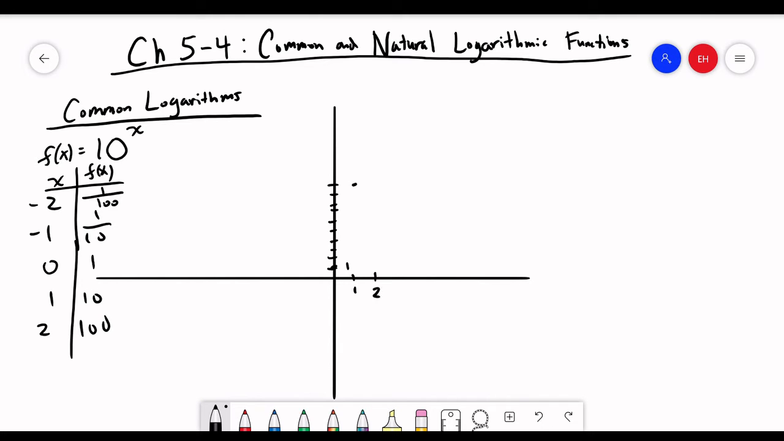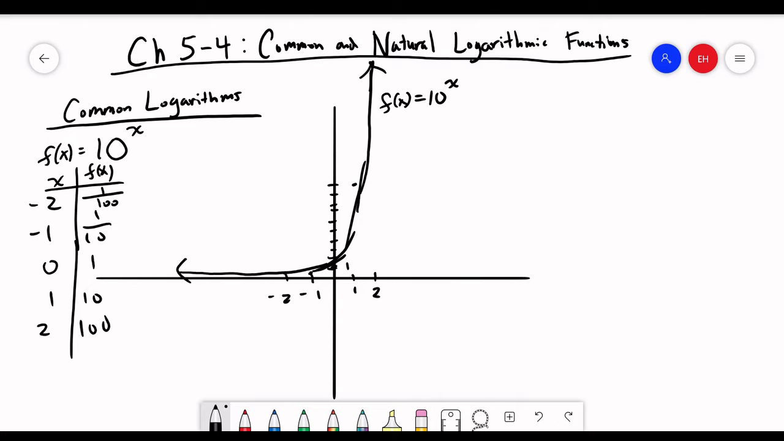So if we just put those points on a graph and connect the dots, we get a lovely looking exponential function right here. So this is our f of x equals 10 to the x graph.